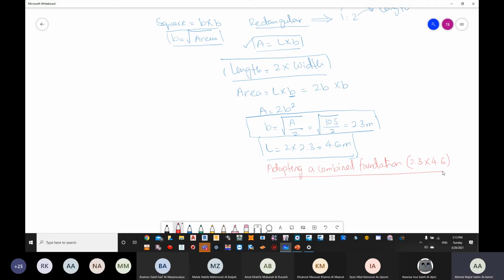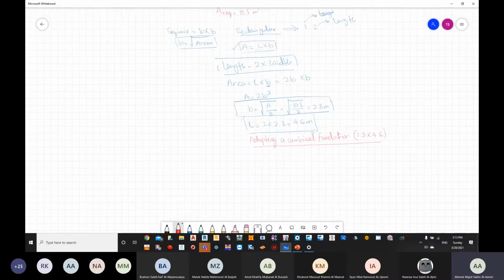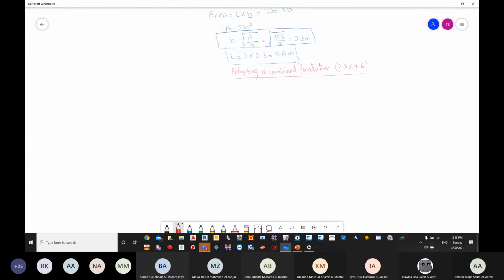Okay. So the next step, which is not available in the isolated foundation, is to check the center of foundation and center of loading. Previously, in an isolated foundation, we have only one column, so the center of the loading will be at the center of the column. But if we are having 2 columns, the center of loading will be at the middle between them only if the loadings of the 2 columns are equal.